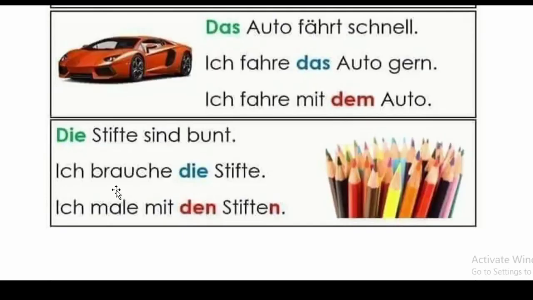Next is: die Stifte sind bunt. Pencils are colorful. Ich brauche die Stifte. So this is an example for plurals basically. I need pencils. Ich male mit den Stiften. So I paint with the pencils. Here is a dative case in the last example. As you can see, with plurals we write den plus n, which means with the noun you can add n also in a dative.